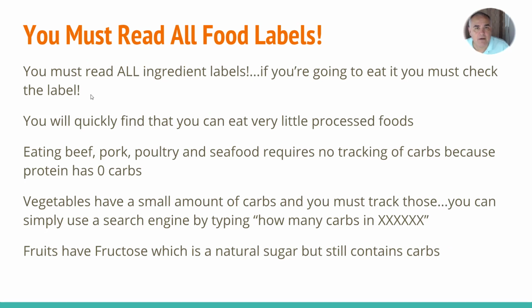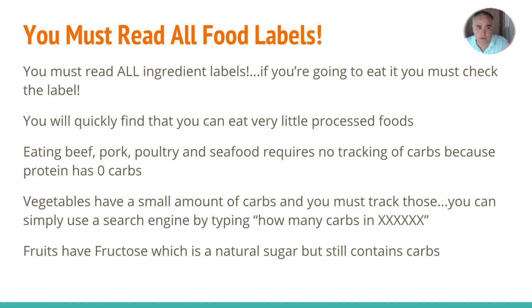Key thing, you have to read all food labels. Everything that has a food label that you're planning to buy, read it. You must read all the ingredient labels. If you're going to eat it, you must check the label. You'll quickly find that you can eat very little processed food. All those aisles in the middle, you're going to find out you really can't eat much of that because it's almost all junk, all carbs, all sugars, tons of carbs. You're just not going to be able to eat it if you're limiting yourself to 20 to 50 carbs for the entire day. There's no way.